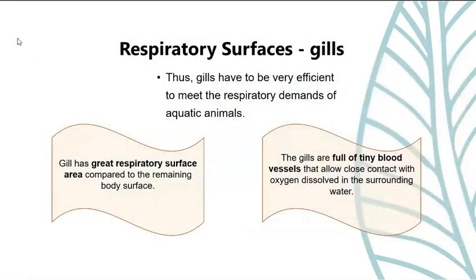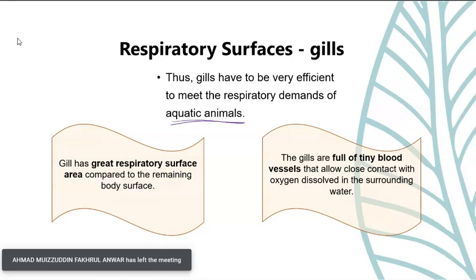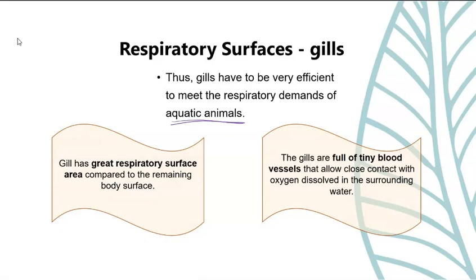So respiratory surfaces, gills. Gills have to be very efficient to meet the respiratory demands of aquatic animals. Gills must be very efficient to extract oxygen from the water, and to make sure that oxygen is always supplied to the gills of this aquatic organism. Gills have a great respiratory surface area compared to the remaining body surface. The surface must be large, that is a characteristic of a respiratory surface.